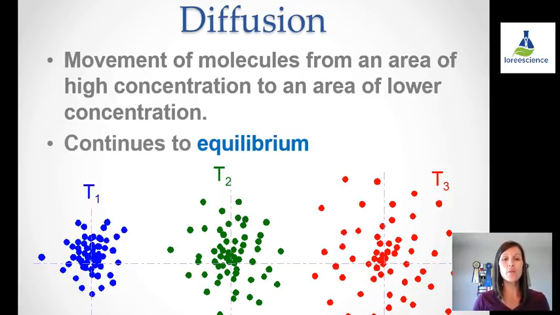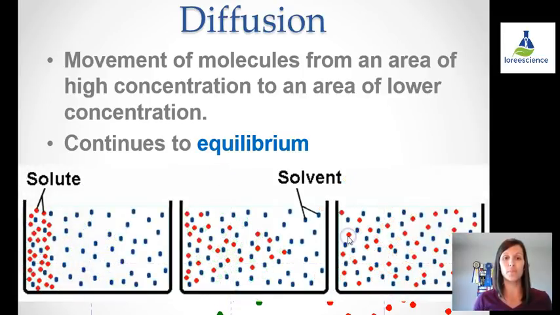Diffusion will always continue until equilibrium is reached. Equilibrium, like the term sounds, is an equal distribution of molecules in different areas. Once equilibrium is reached, those molecules don't stop moving. They continue to move, but there will be no net movement because there is no longer an area of high or low concentration. Everything has the same distribution or concentration of those molecules.